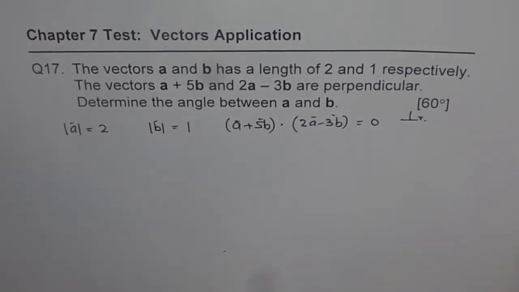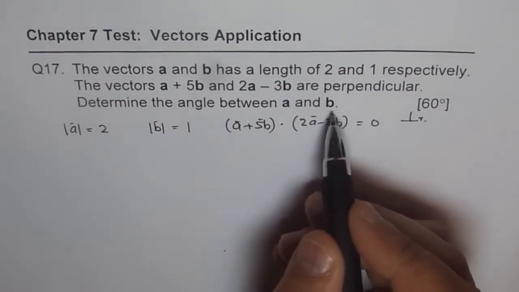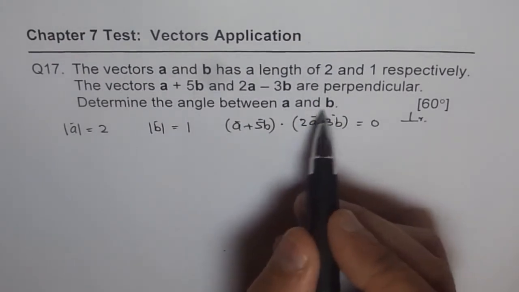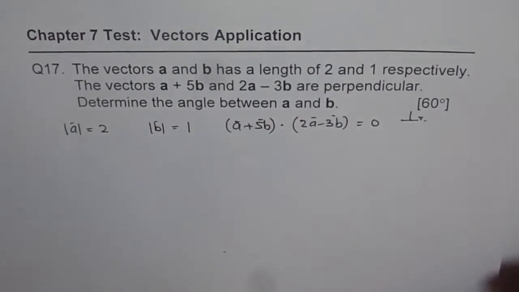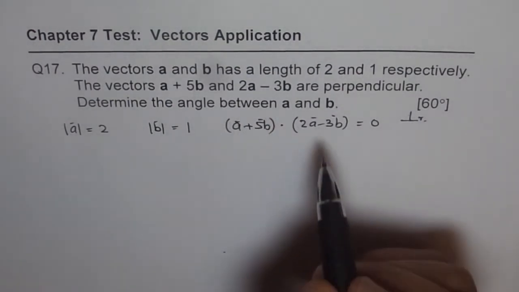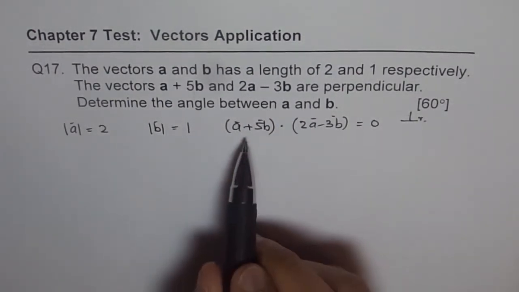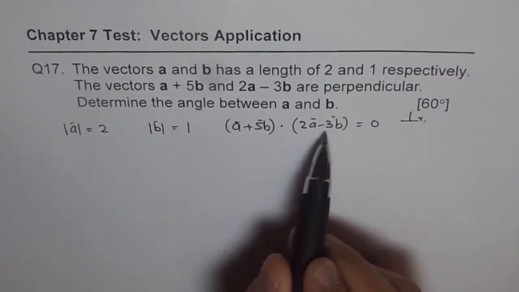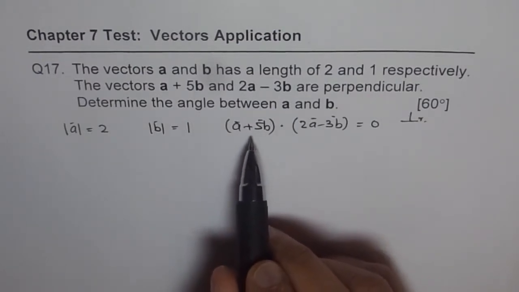And what do we need to find? The angle between A and B. That is what we need to find. So the angle between A and B we can find from A dot B. Correct? What is A dot B? A dot B is AB cos theta. So from there we can find the angle between A and B. And from the expression where the dot product is equal to 0, we will find what A dot B is.